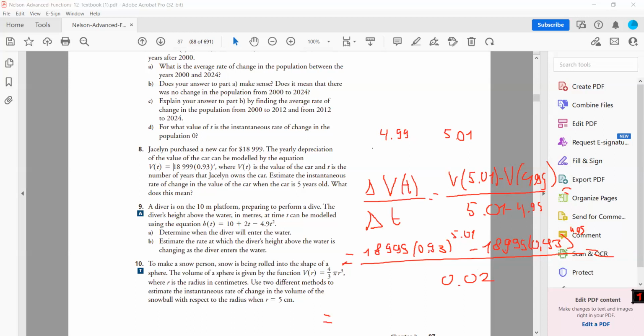And let's use our calculator in order to find that fraction exponent. So 0.93 to the power 4.99 would be 0.6962. Let's round it up. We're gonna have 18,999. Let's bring it out from the brackets. Why not? It's a common factor for both of them.